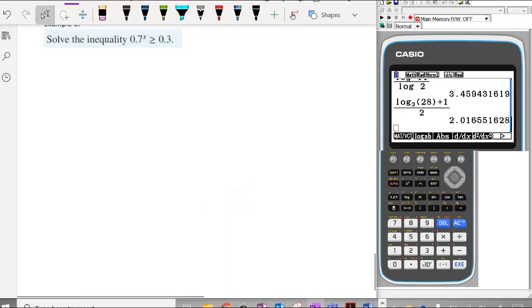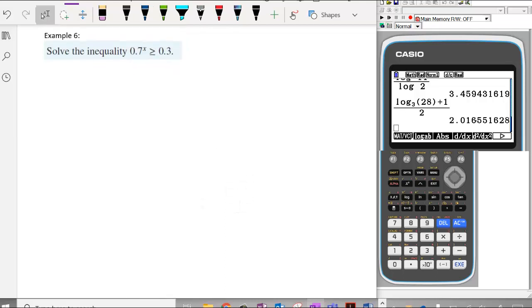Okay, our last example we're looking at is an inequality. Remember that inequalities we solve in the same manner. We only have to worry if there are positive and negative scenarios. In this case, this won't be an issue. So we're looking at 0.7 to the power of x is greater than or equal to 0.3.